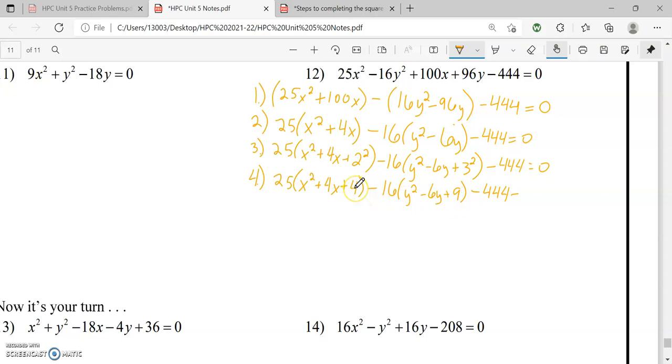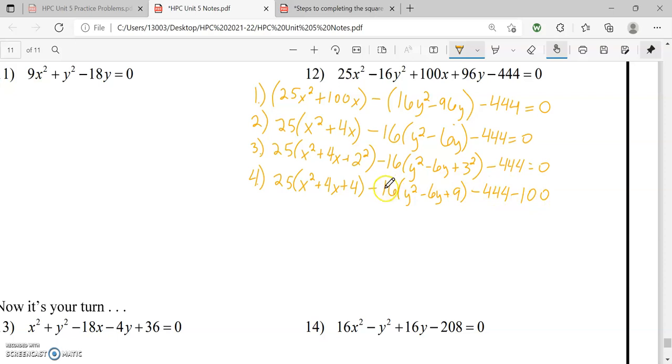What we're actually going to do is subtract 25 times 4, because really if you distribute this out, 25x squared plus 100x plus 100, I really need to subtract 100, or 25 times 4, in order for this number I'm arbitrarily adding to not affect the original equation. So we have minus 444 minus 100.